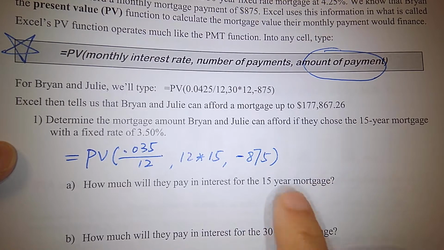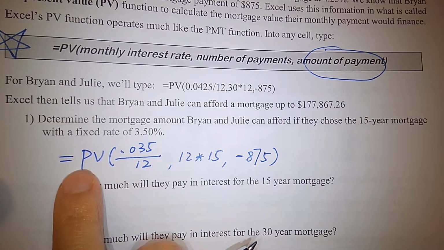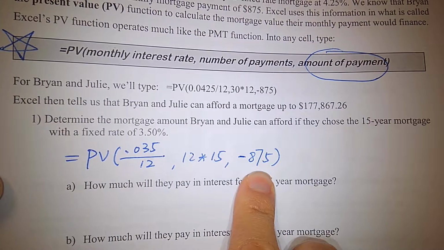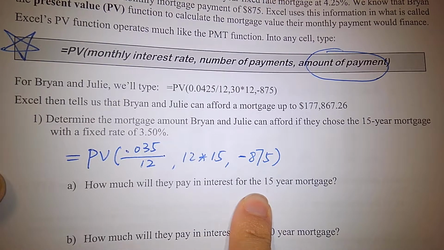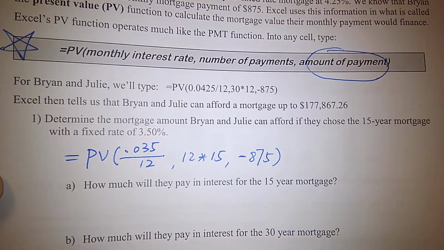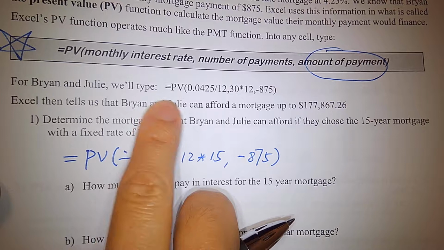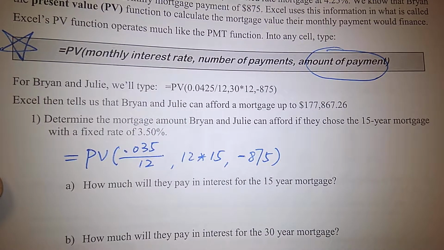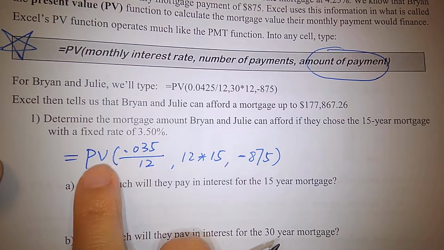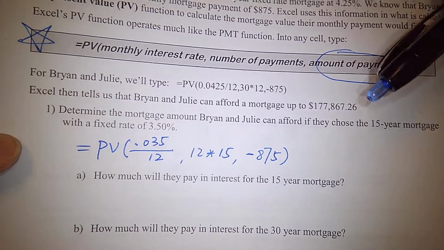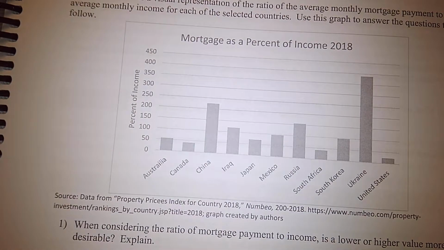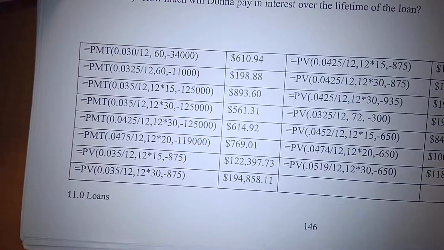That's the monthly payment. So if we type this in Excel, it will give us the present mortgage amount. But you may ask the question, are we allowed to use a computer in an exam? No. So how can you figure out the PV of this? We have a shortcut. Let's turn to page 146.